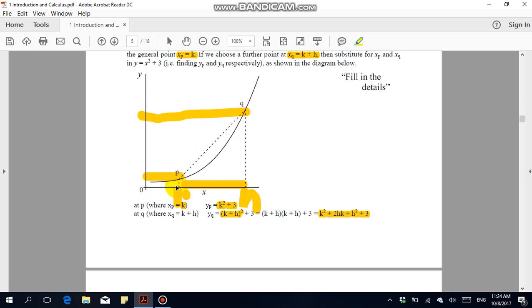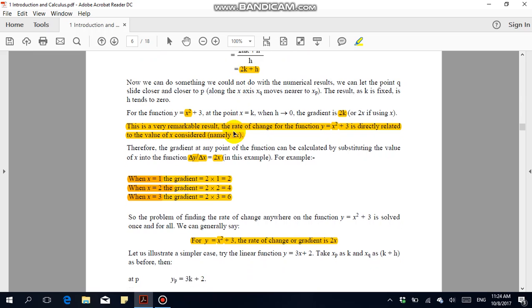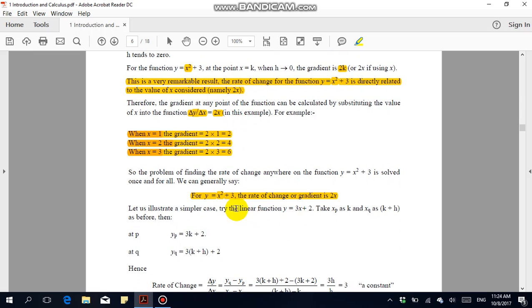When you substitute the value of x at x is equal to 1, you can find out the gradient at this point. When you substitute x is equal to 2, you can find out the gradient at this point. When you substitute x is equal to 3, you can find out the gradient of the line at this point. So this is all that he's trying to say here. He's saying you found an algebraic expression that tells you what the rate of change is, which means the rate of change is 2x, and then you just substitute that particular value of x wherever you want to find the gradient, and you'll find out the gradient at that particular point.